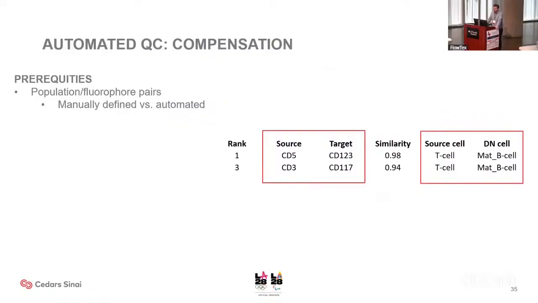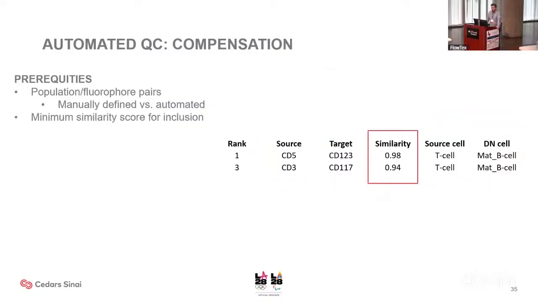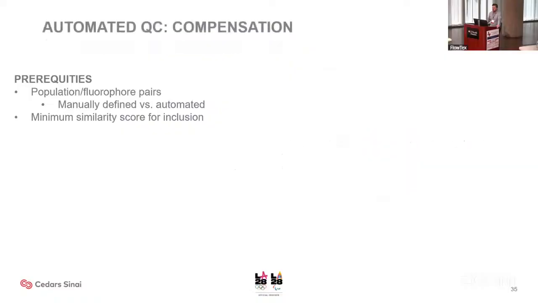And then we could think about CD3 and 117. Also, we could use a T cell as our source, and then the mature B cell would be our double negative population. And then what is the minimum similarity score that we actually want to work on for those pairs? Because we don't necessarily want to go after all 812 pairs. So we think about the ones where they have no similarity, so it's 0. We really don't expect there to be issues between those, so we can set a threshold for that.